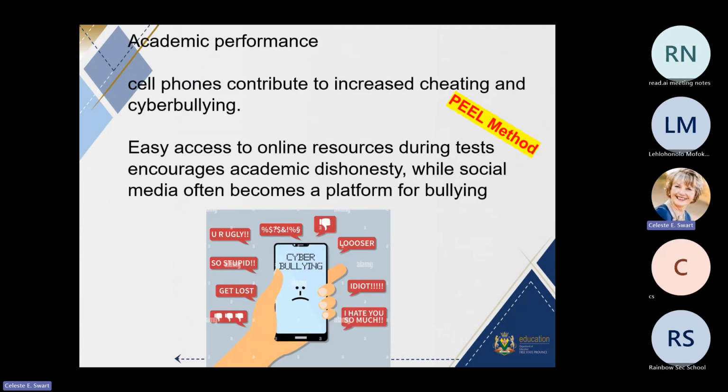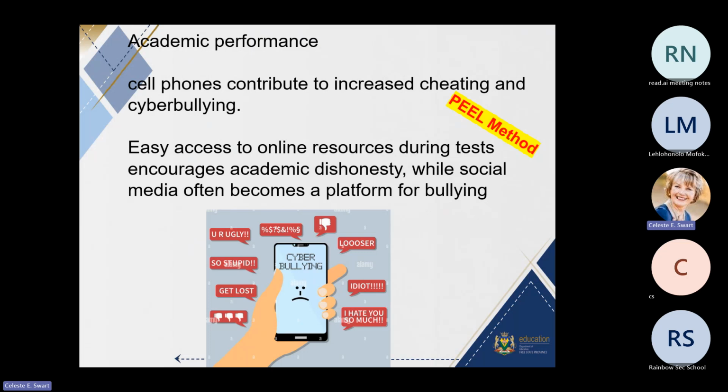Then let's look at the next one. How does it affect your academic performance? Well, we can say it contributes to increased cheating, plagiarism, and cyberbullying. And what will happen if you're cheating? You're going to find that it affects your academic achievements, it causes academic dishonesty, and it is often used for bullying.